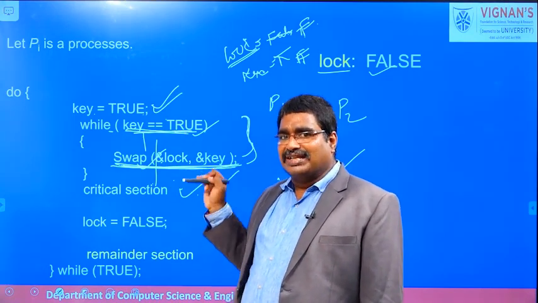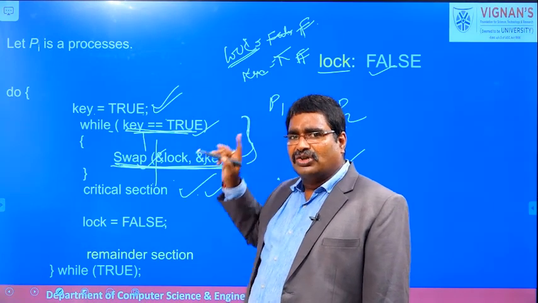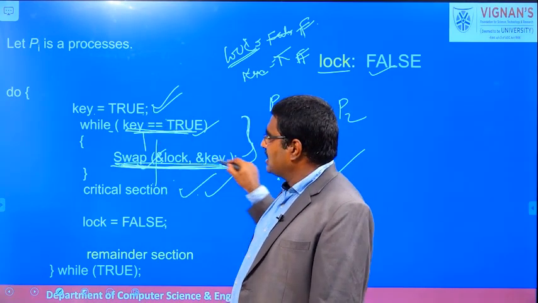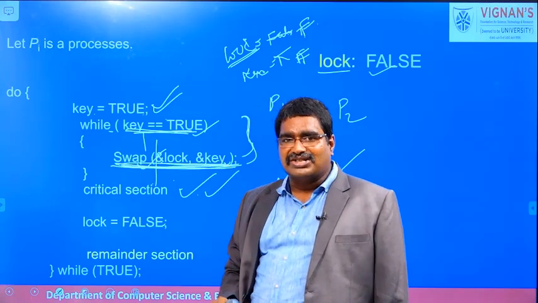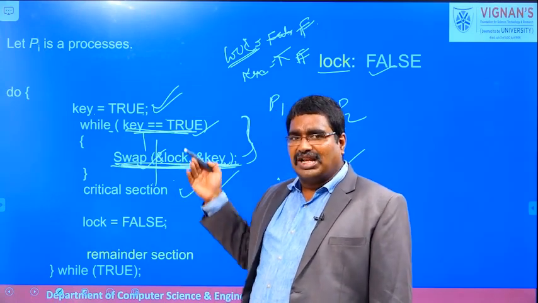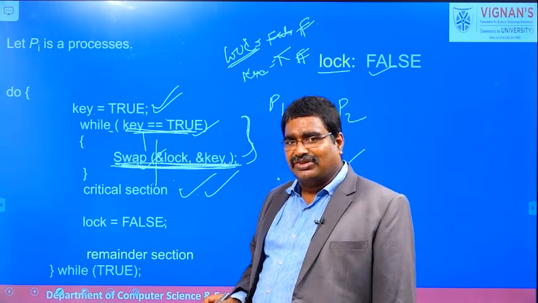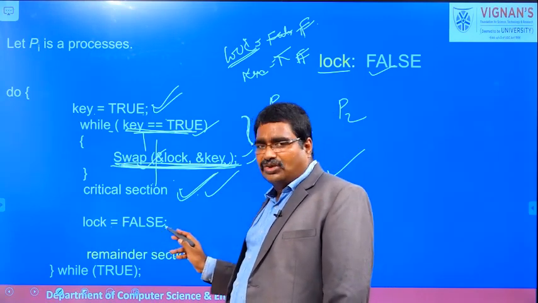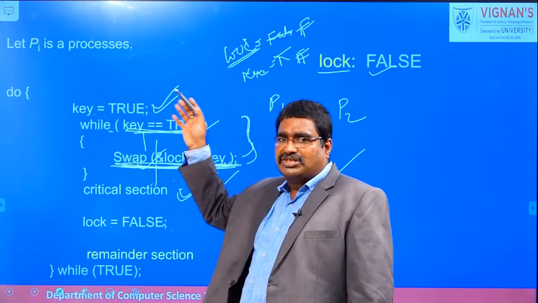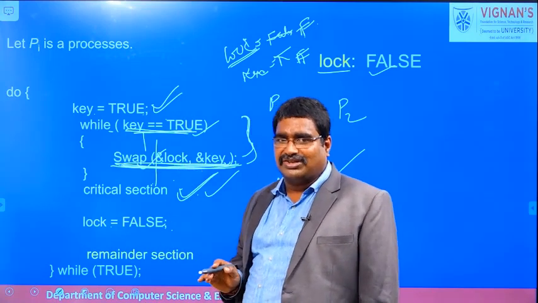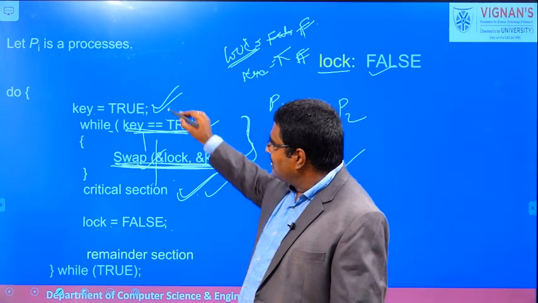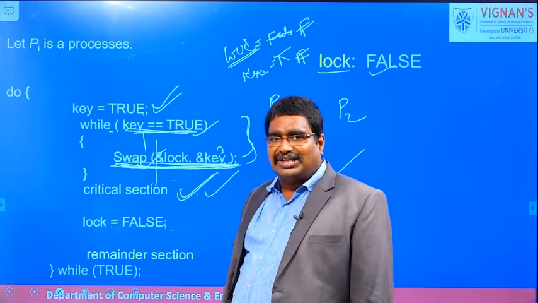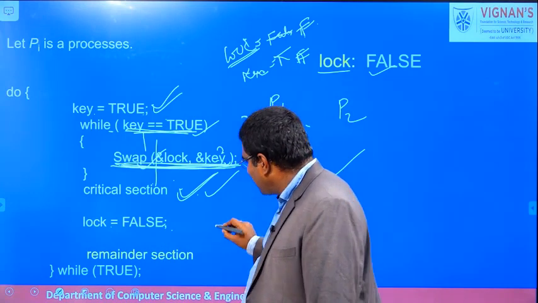If one process is already in the critical section, then the lock value is true and the local key value is true. So however many times we call the swap function, the key value does not change, and the other process is not allowed to enter the critical section. Once the process completes the critical section execution, using lock equal to false, one of the waiting processes is allowed to enter. So this algorithm satisfies the progress as well as the mutual exclusion condition.